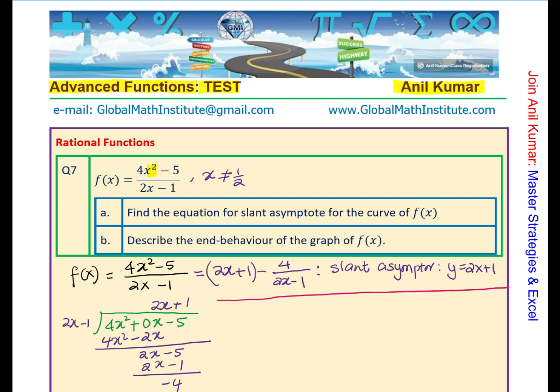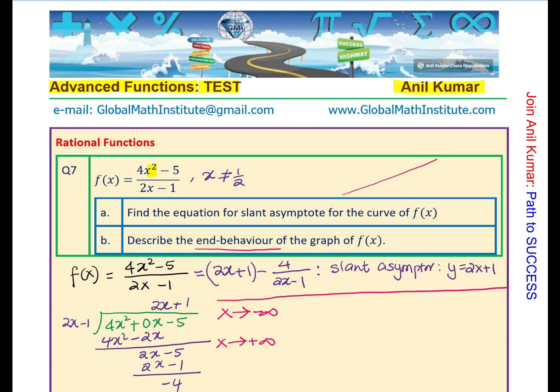Now let's look into part B, which is to describe the end behavior. End behavior means what happens when x approaches negative infinity and what happens when x approaches positive infinity. So in this case, we know it is approaching the oblique asymptote, but from above or below, right? So 2x plus 1 is kind of an asymptote like this, right?